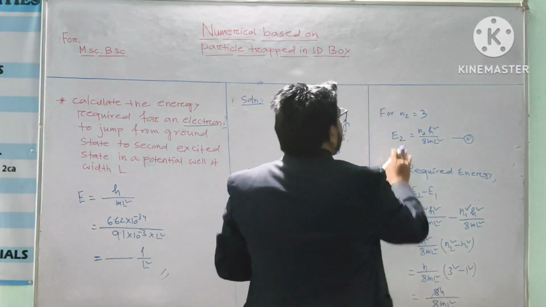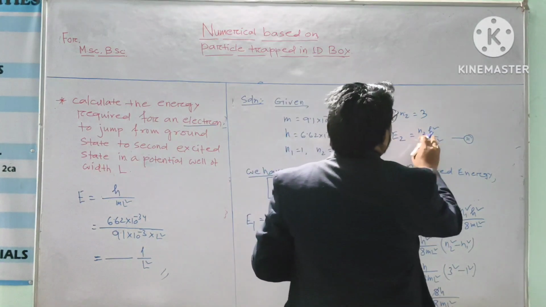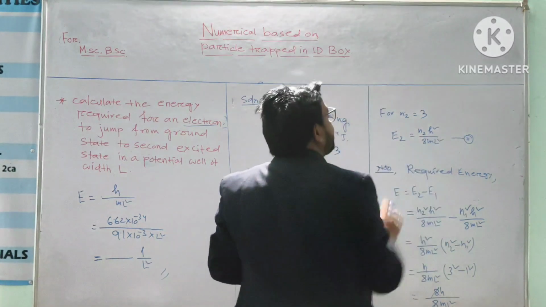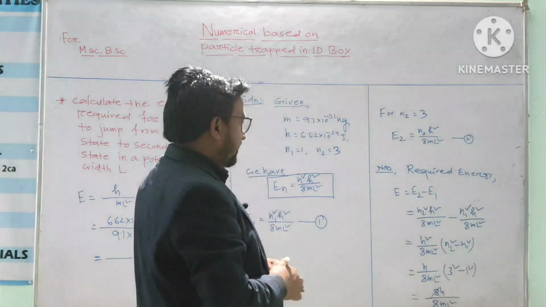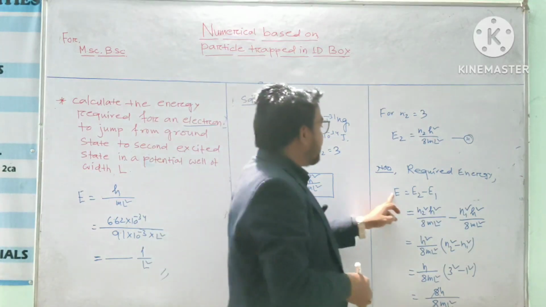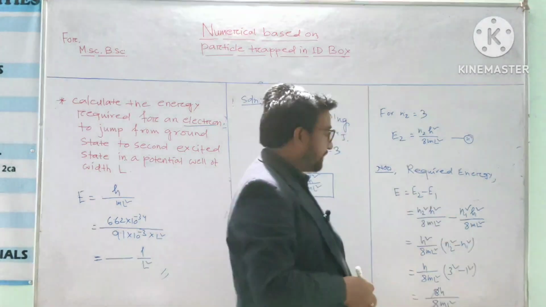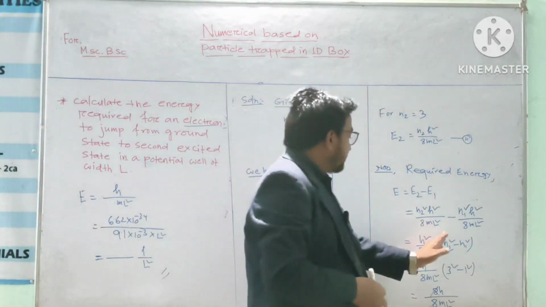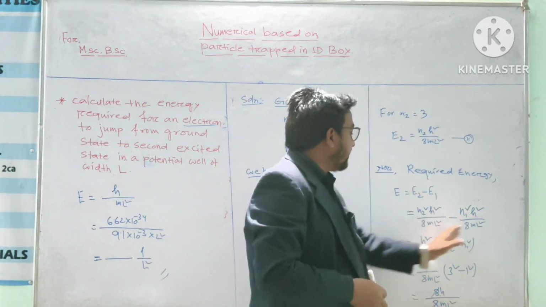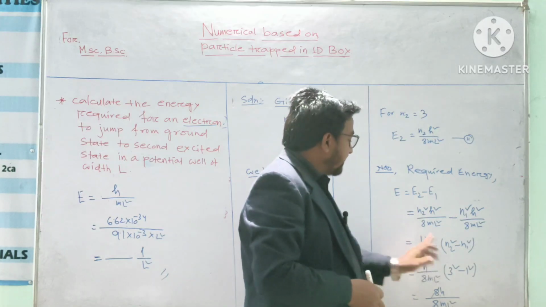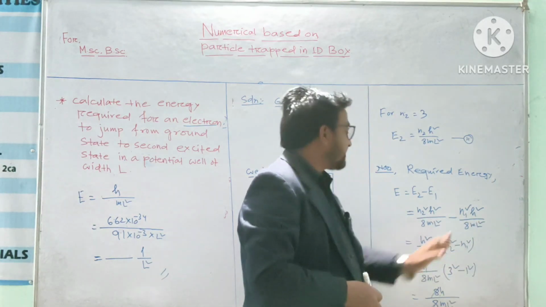And for the excited state, second excited state, n2 equal 3. Okay, this is E2 equal n2 square h square divided by 8 m L square. Okay, so this is our second equation. Required energy E equal E2 minus E1, the value of E2 equal this and the value of E1 equal this. Okay, and now we can take some common term h square by 8 m L square, so h square divided by 8 m L square into (n2 square minus n1 square).